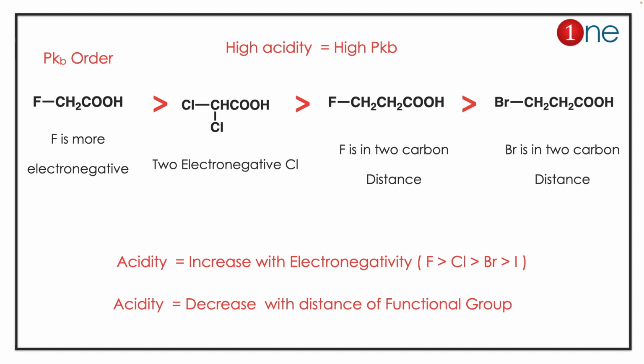Normally you are finding the pKb order. pKb order means higher the acidity, higher will be the pKb, because more basic means lower pKb, acidic means higher pKb. So here the question is about pKb. So simply finding the acidic order will help you.